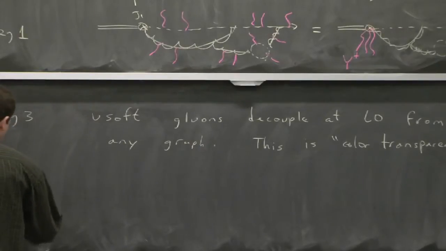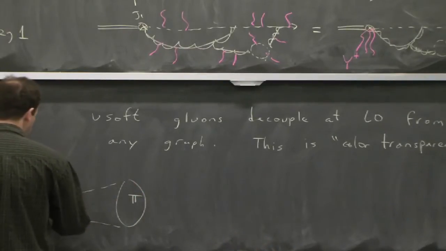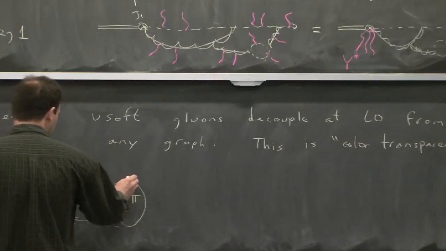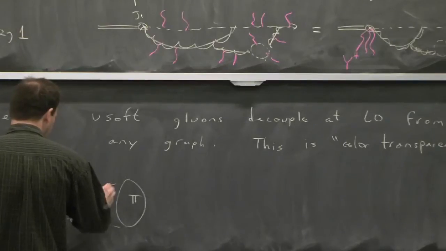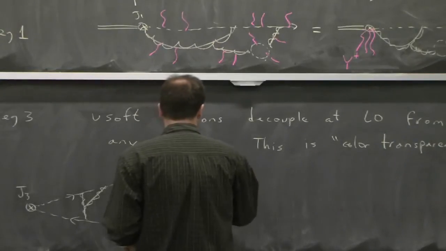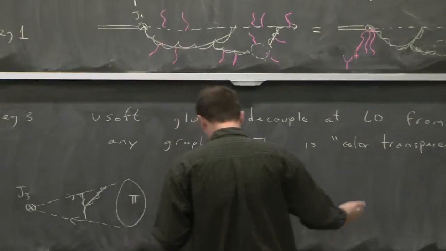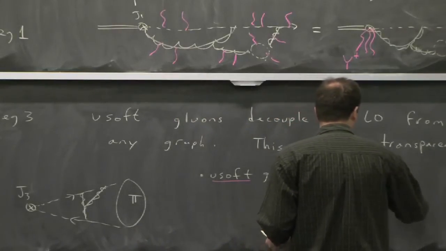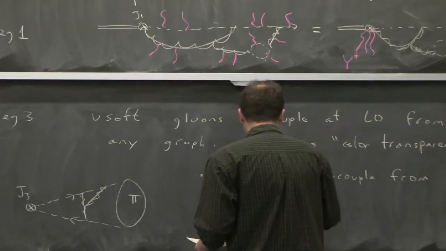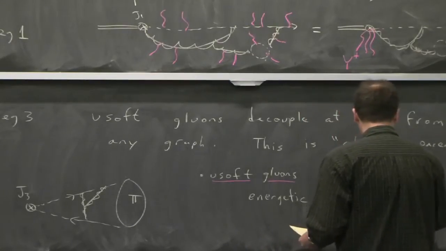So one place that it shows up is the following. Let's take our current J3 and imagine that we produce from that current an energetic pion. That was one of the examples we talked about when we were discussing B to D pi. So there's a collinear pion, and these are collinear quark and antiquark, which are supposed to be inside the pion, and then there's collinear gluons. If we attach all the ultrasoft gluons to this object, then the Wilson lines cancel. So the ultrasoft gluons are decoupling from energetic particles, and the reason is that the partons here are in a color singlet state, which is this pion.